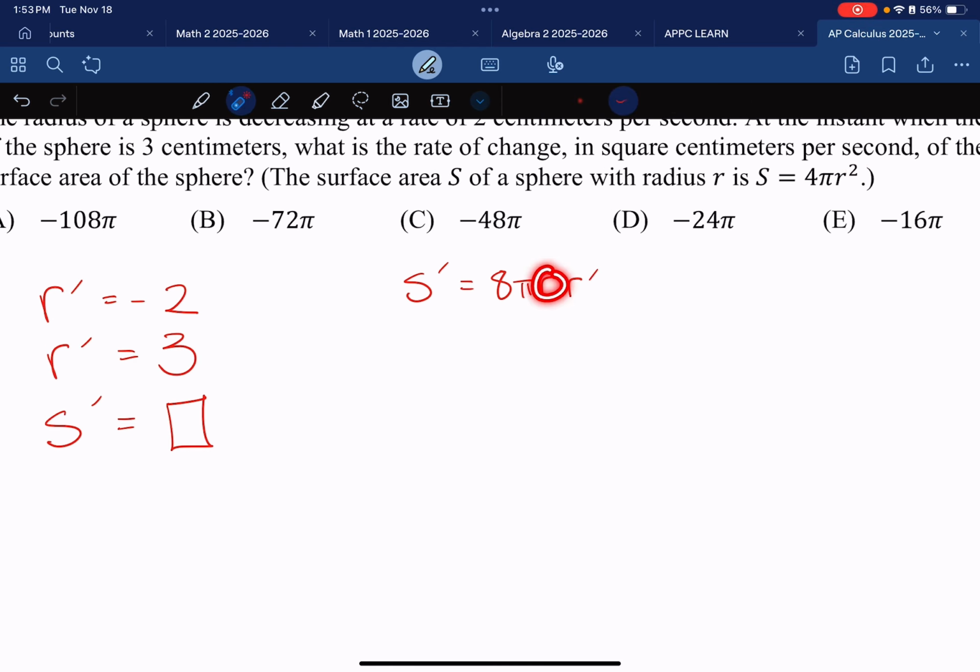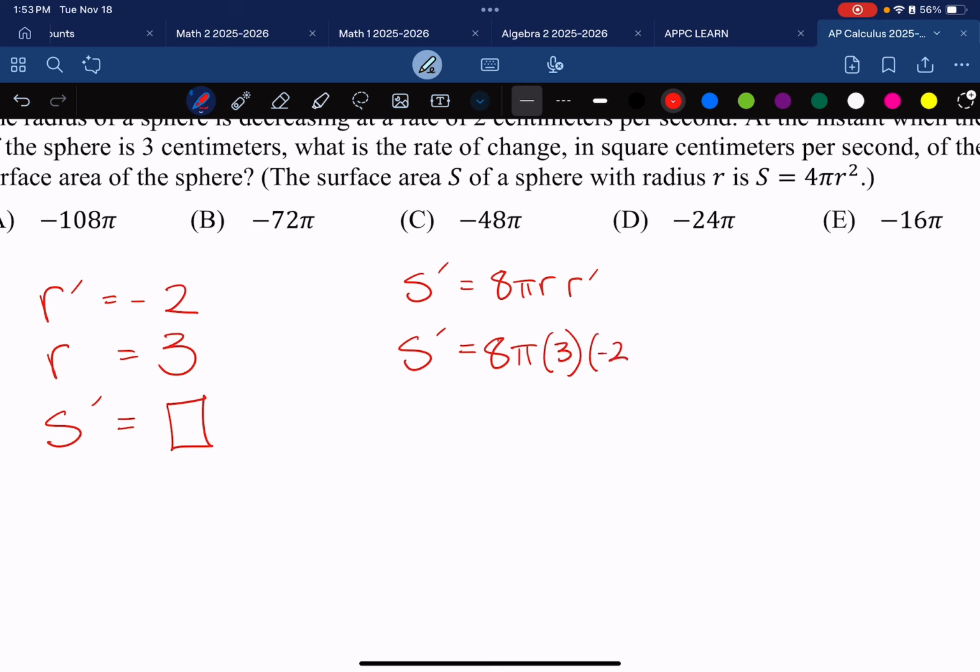Do we have an r? Wait a second, Mr. Sindel, why'd you write a prime, you silly boy? All right, r is equal to 3, done. R prime is equal to negative 2, you literally just plug them in. Wow, look at that, that's easy. This is going to be S prime is equal to 8 times pi times r, which is 3, times r prime, which is -2, and we get our answer.